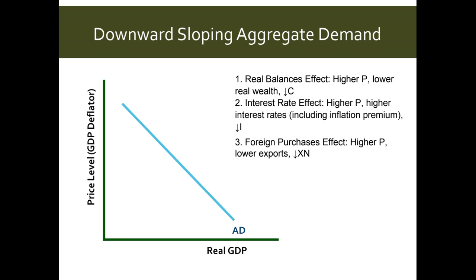Now, why does aggregate demand slope downward? There are three main reasons that are given on this screen. Number one is what we call the real balances effect. That is, when the price index increases, it will decrease the real wealth of consumers because they can't afford to buy because of higher prices. And this will lead to a decrease in consumption expenditures. Consumption expenditures are one component of aggregate demand. So aggregate demand will decrease because of an increase in the price index.